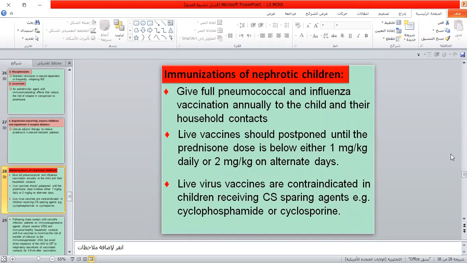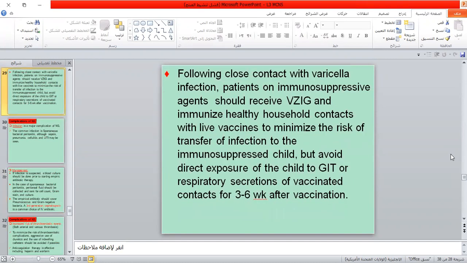يعني واحد nephrotic syndrome وبالجدول مالته عنده vaccine for the measles and the vaccine for the poliovirus and the vaccine for the بعد من عندنا اللايف، يعني other like vaccine هنا it is must be postponed نأجلها إلى أن نوصل للsafe level of the steroid. Live virus vaccine are contraindicated in children receiving corticosteroid sparing agent, example cyclophosphamide and cyclosporine. هم لازم it is contraindicated.